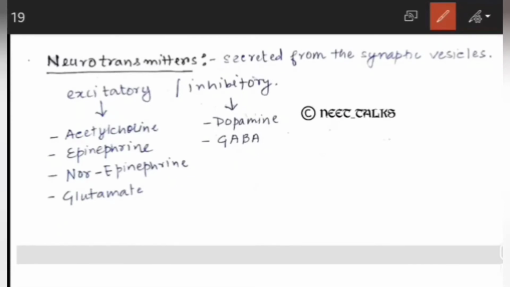Okay. Now there are two types of neurotransmitter. One is the excitatory and the other one is the inhibitory. Why excitatory? Now when these neurotransmitters are released, they set the cell into action.